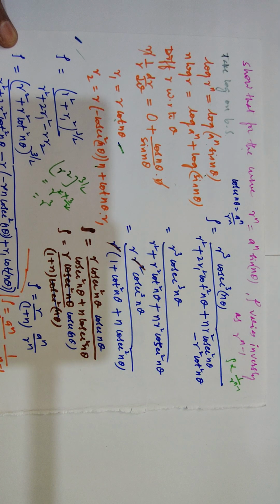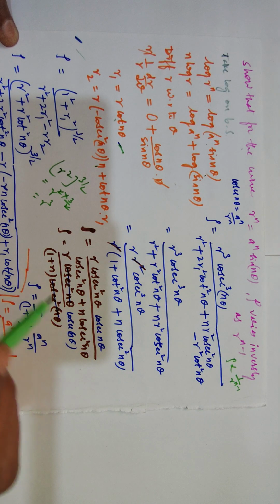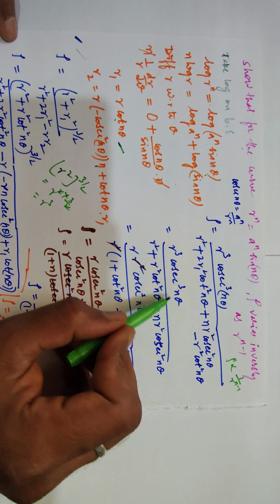Similarly, this will become 1 plus cot square n theta. By using the third identity of trigonometric function, it will become cosecant square n theta, again whole raised to 3 by 2 is cosecant cube n theta. Okay, fine. Now r cube cosecant cube n theta, keep it as it is.